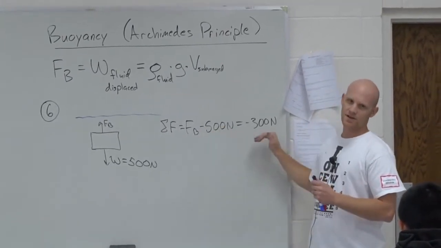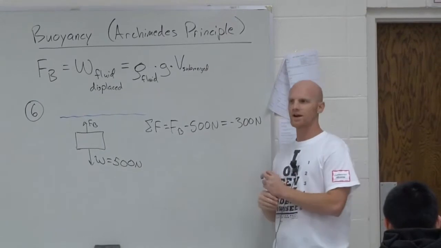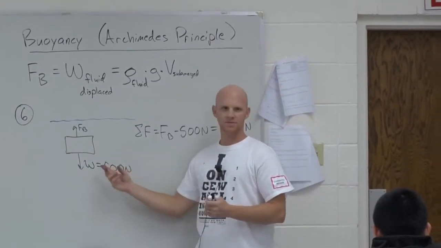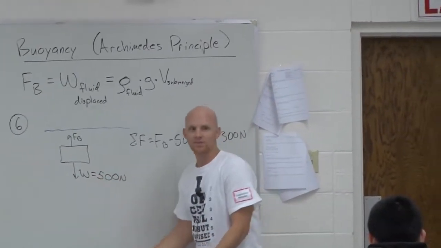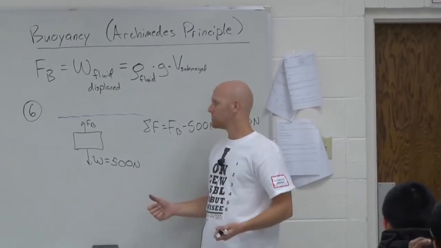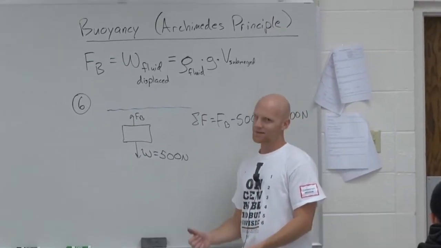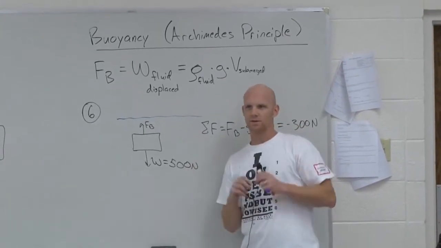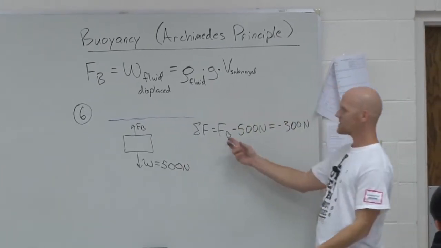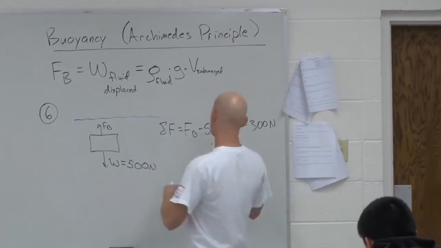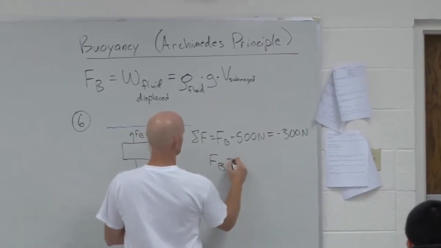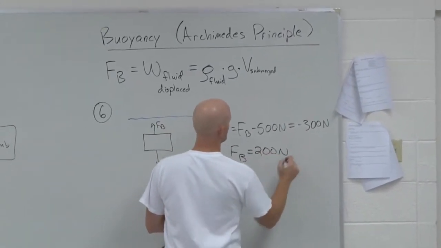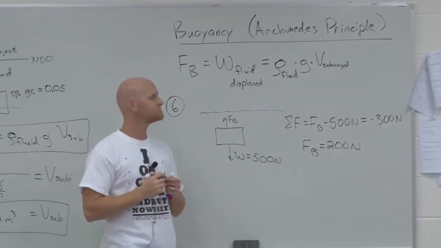Now I've set up an equation here, but you can kind of see this in your head. Normally, if I lifted this object outside of water, I'd have to lift up with 500 newtons. But underwater, I only got to lift up with 300 newtons. Well, how much help am I getting from the water? 200 newtons. Same thing we're going to get from this equation. That buoyancy force must be 200 newtons.